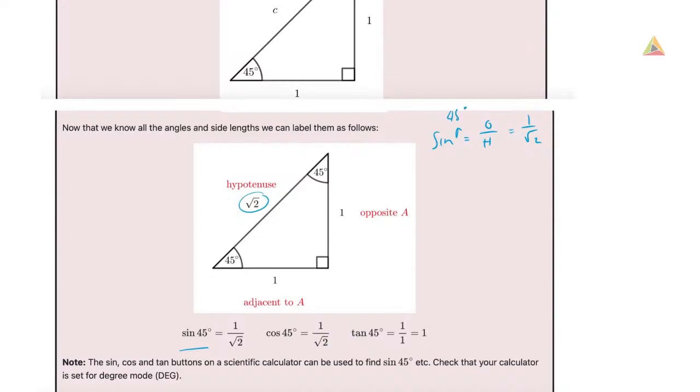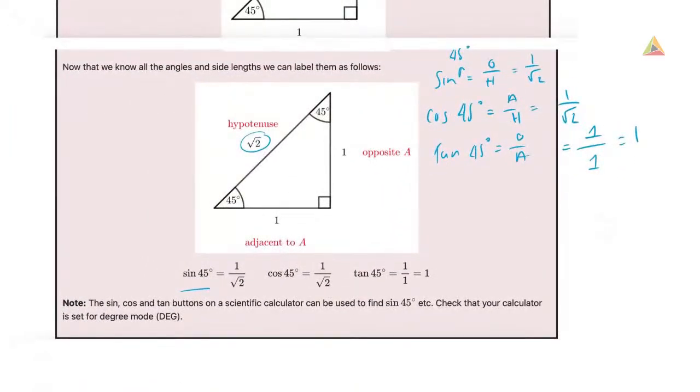So the cos of 45 degrees. Cos is A over H. A, in this case, adjacent is 1 over root 2 as well, because that's the hypotenuse. And then finally, tan of 45 is O over A. So what's the opposite in this case? The opposite is 1, and the adjacent is also 1. So 1 over 1, which is 1.